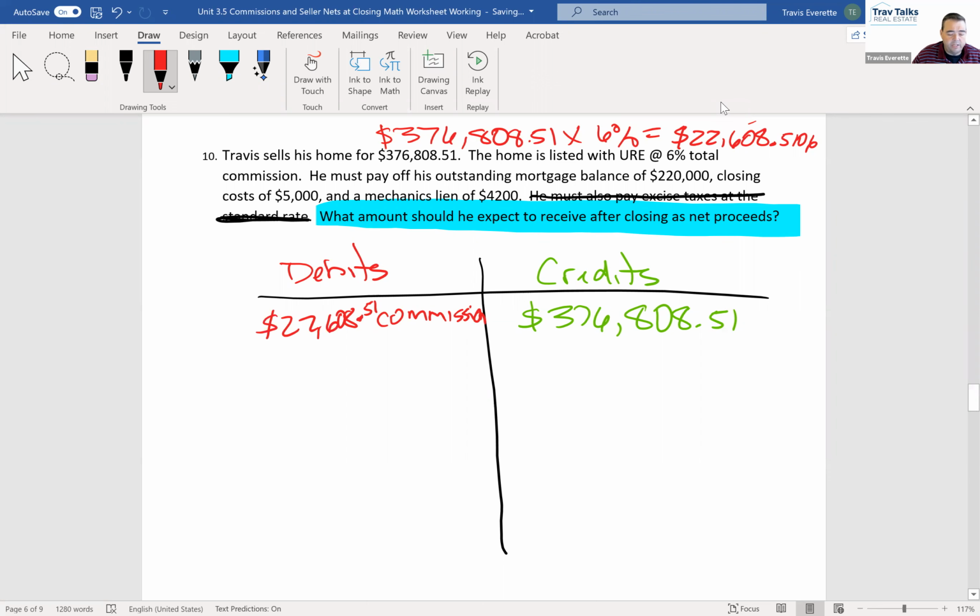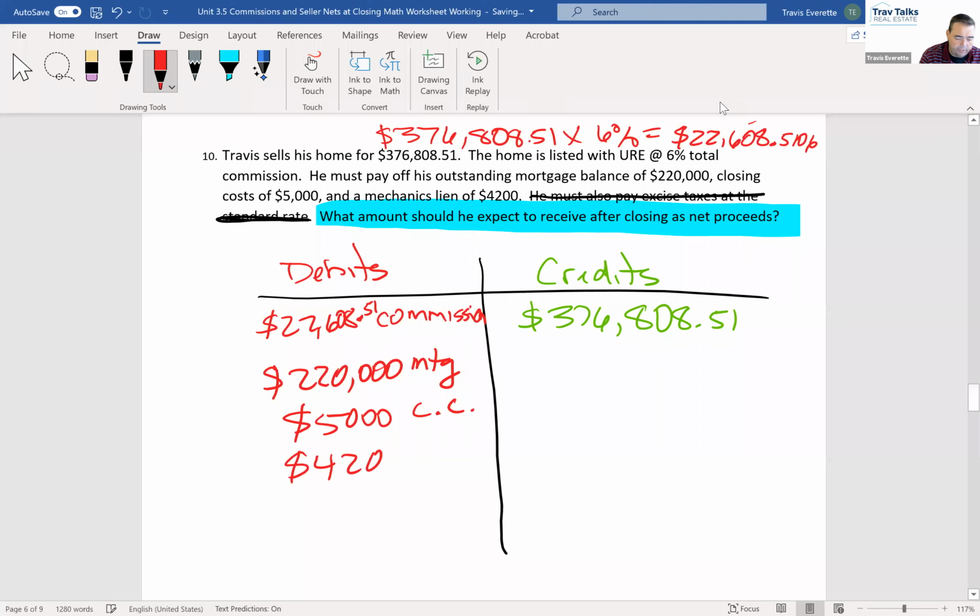He must pay off his outstanding mortgage balance of $220,000. Okay, well, that sounds like a debit to me. He's got to pay off that $220,000 as well. Mortgage. He's got closing costs of $5,000. That sounds like a debit to me. Just put CC for closing costs. And he's got a mechanics lien of $4,200. He didn't pay some contractor, so he's got a lien on there for that. So we'll just put mechanics there. That's also a debit.